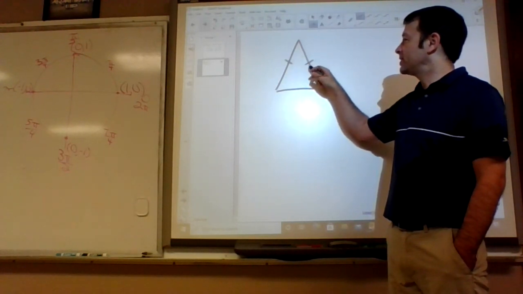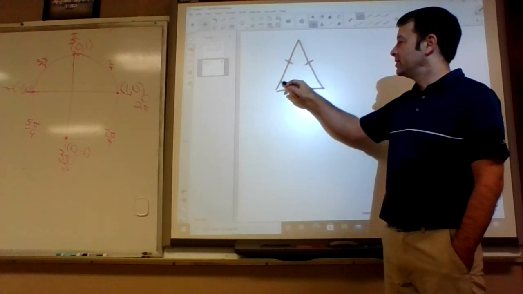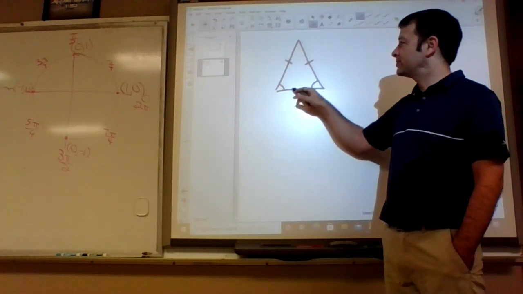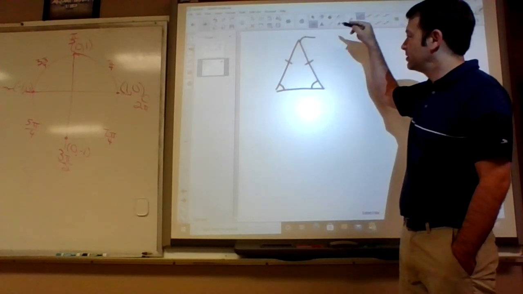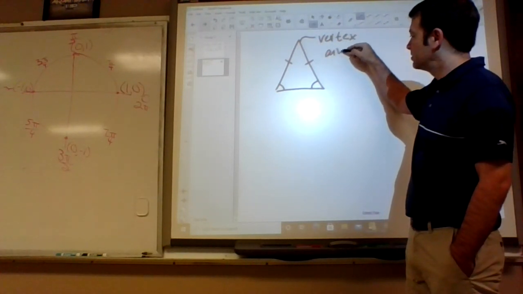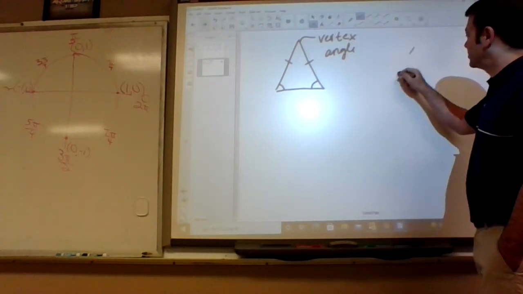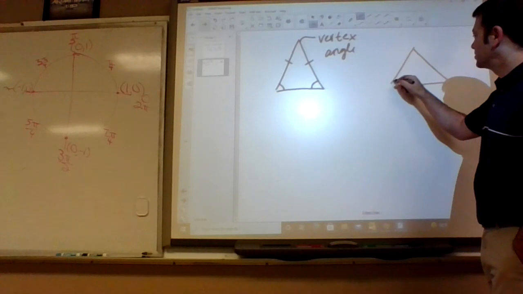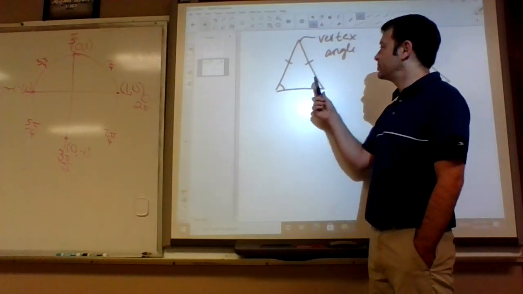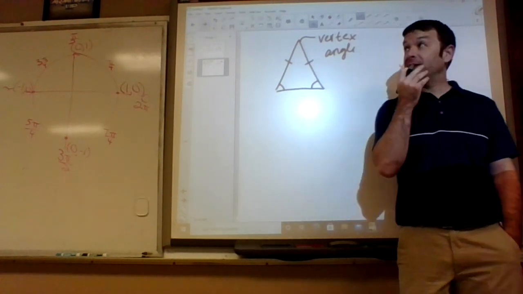You guys remember what these two sides were called in an isosceles triangle? The legs. The base. These angles were called base angles. This was called the vertex angle. So it can look a lot of different ways, like it could be a right triangle, and these would be the legs.